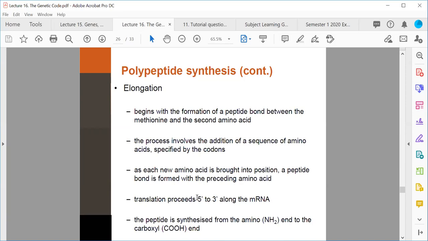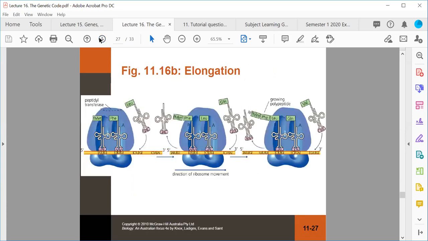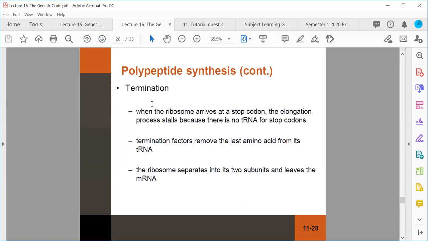Translation proceeds 5' to 3' along the messenger RNA molecule, and the polypeptide that's being synthesized is always synthesized from the amino end to the carboxyl end. If this doesn't make sense, go back to the lecture where we looked at the general structure of an amino acid, and you'll see that there's always an amino side and a carboxyl side of the amino acid. So that's elongation. And the final part of translation is called termination.